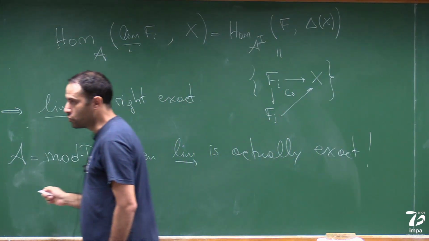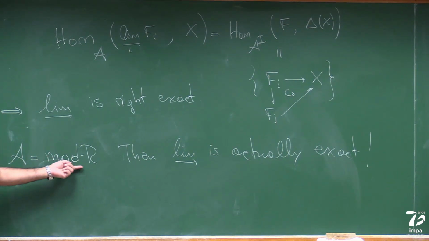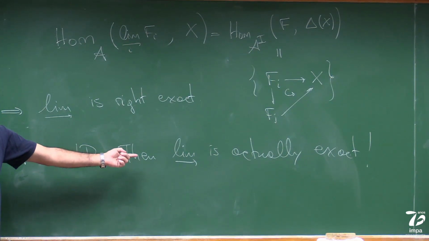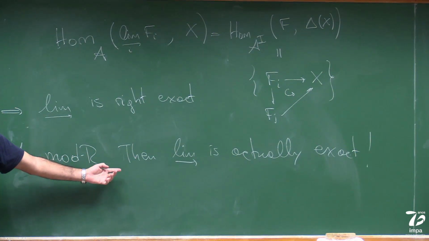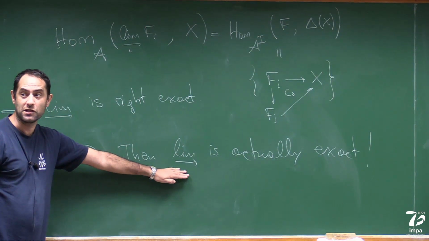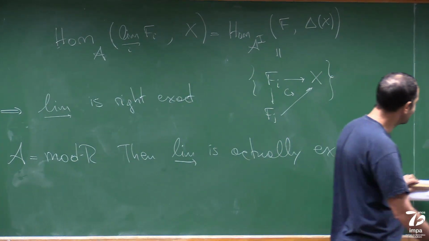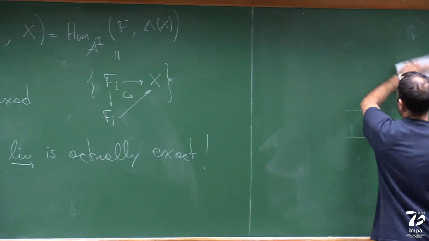And this is not true for an arbitrary abelian category, even if it's a co-complete category. So on mod R, colimits exist, filtered colimits exist. That's one of the things that I'm claiming here. And moreover, I'm saying that this functor actually preserves injections, so it's also left exact. There are categories where colimits exist, and this is not true. For example, the category of abelian groups, but let's not get there now.